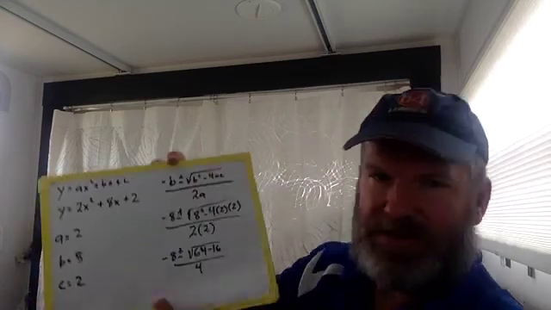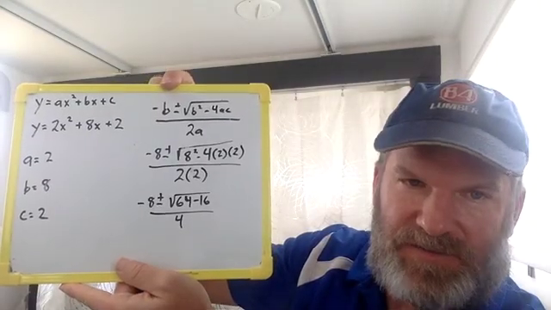So inside of your square root, you have 64 minus 16, and on the denominator you have 4, and then 64 minus 16 is going to be 48. So you're going to end up with negative 8 plus or minus the square root of 48 over 4.